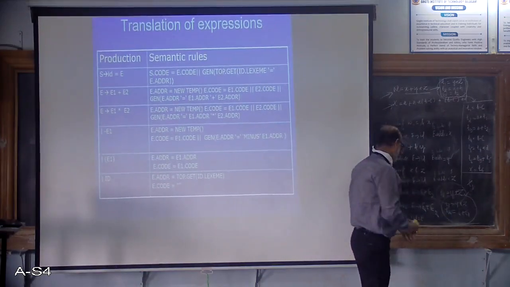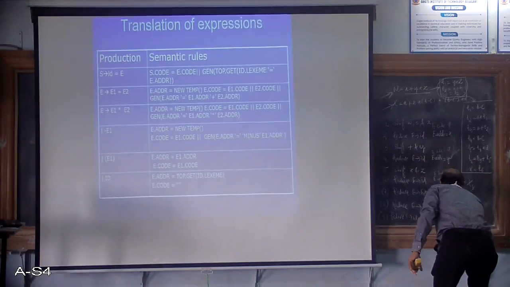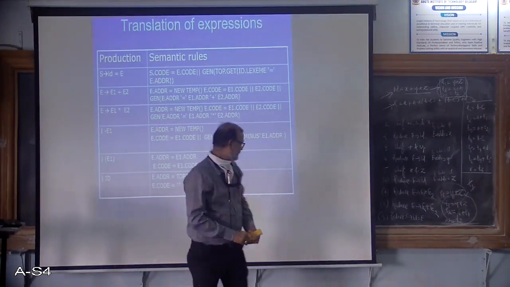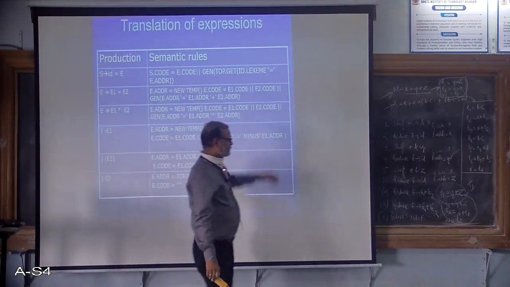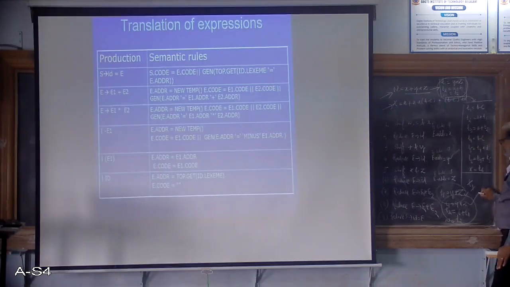Okay, so what am I going to generate? I am going to generate W equal to T2. W equal to T2 is my new 3 address code that is generated, and that gets concatenated. So my S dot code will have first this 3 address code, that is T1 equal to Y into Z, next T2 equal to X plus T1, W equal to T2.